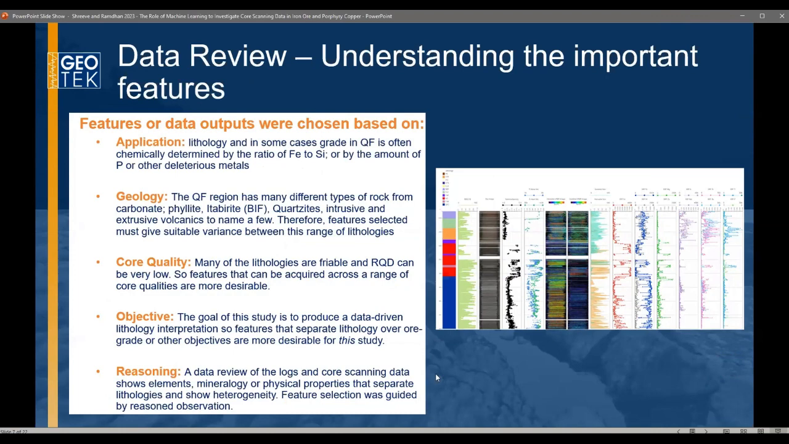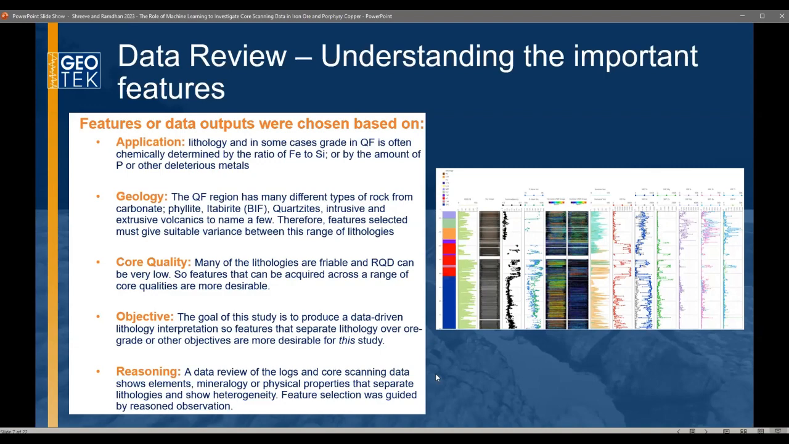We've got to keep in mind that the features we select have to be able to separate quite a varied geology: carbonates, phyllites, banded iron formations, quartzites, intrusive and extrusive volcanics, just to name a few. We have to bear in mind core quality. Most lithologies here are friable, and RQD can be very low, so we can't necessarily choose parameters that are affected very deleteriously by these very broken up materials. We have to make sure that we have parameters that can be acquired on a variety of different core qualities, because of course, some of these rocks are very economically important, so we must keep this in mind.